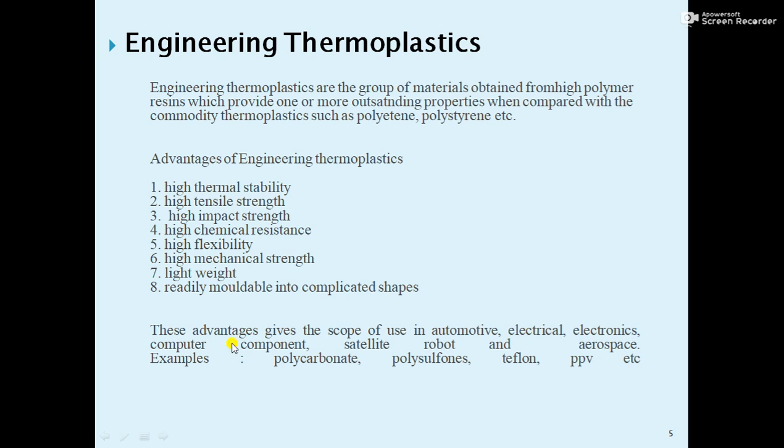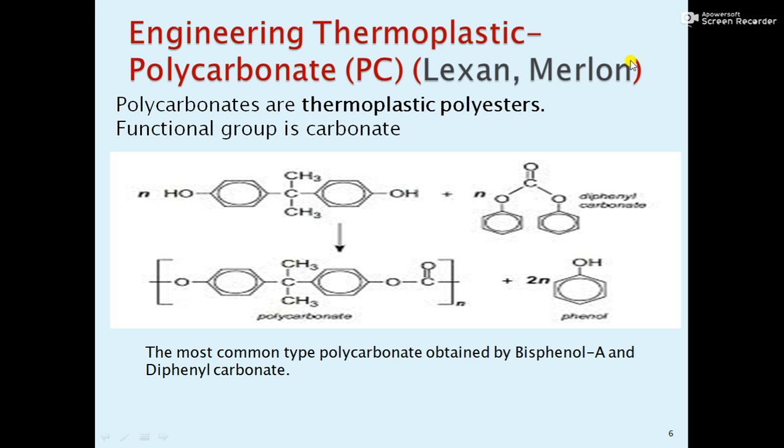These advantages give engineering thermoplastic scope in automotives, electrical, electronics, computer components, satellite, robot, aerospace, and the examples of engineering thermoplastic are polycarbonate, polysulfones, Teflon, PPV, etc. So basically we are focusing on engineering thermoplastic. Here I am taking one example of engineering thermoplastic, which is polycarbonate. In short, it is also known as PC. Another name is Lexan, Merlon.